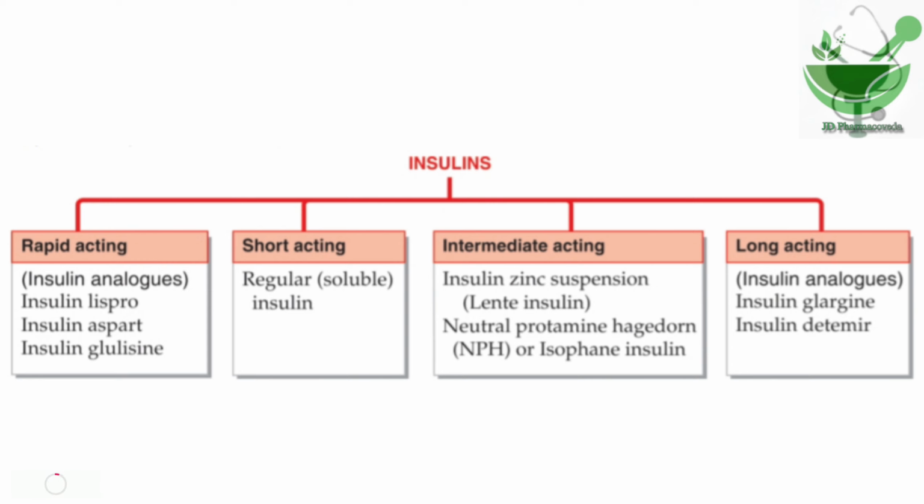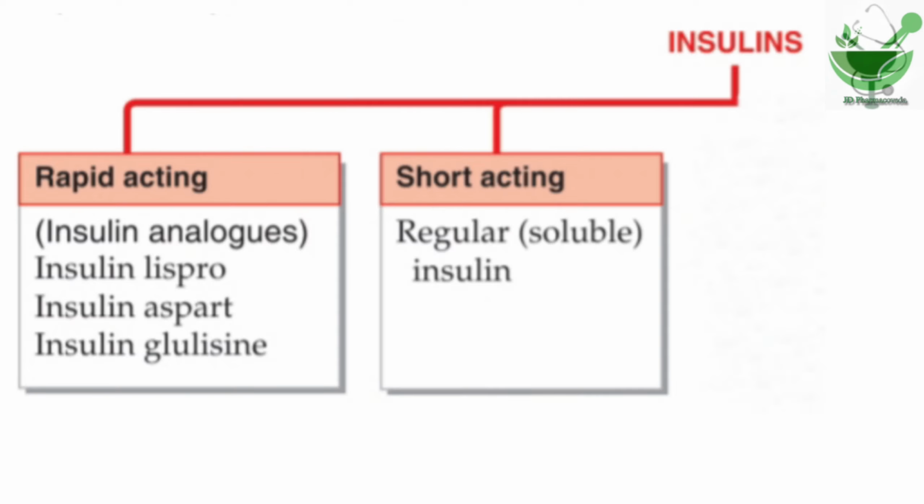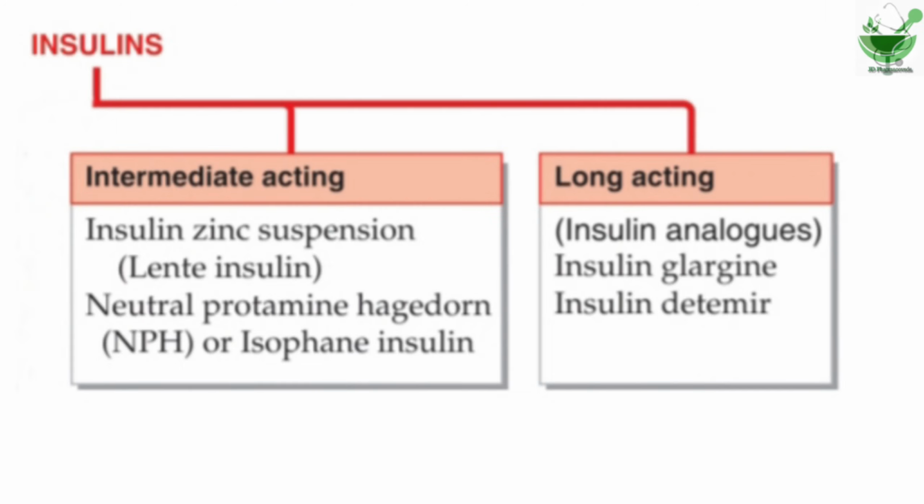So the first category is rapid acting. The drugs are insulin lispro, insulin aspart, insulin glulisine. The short acting insulins are regular or soluble insulin. The intermediate acting insulins are insulin zinc suspension, that is lente insulin, and neutral protamine Hagedorn, NPH or isophane insulin. The long acting insulins are insulin glargine and insulin detemir.